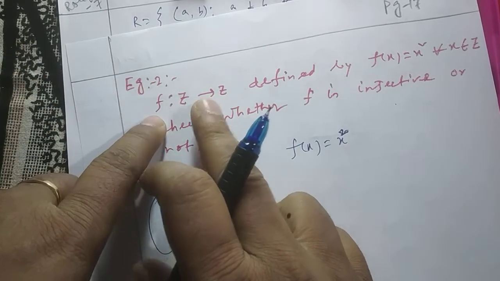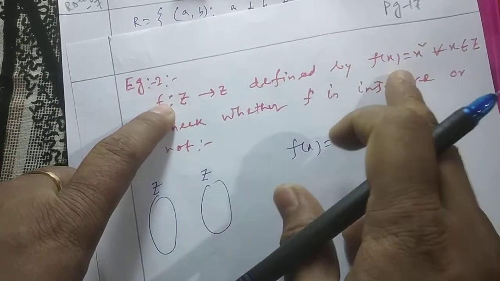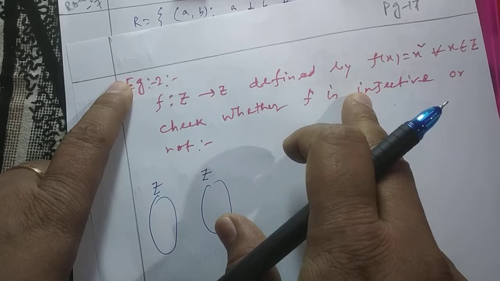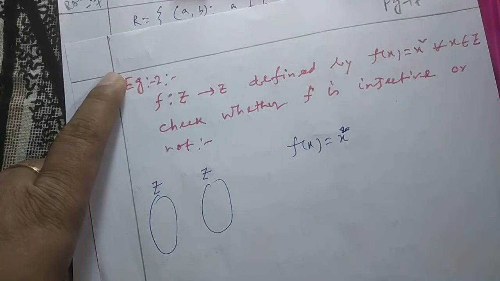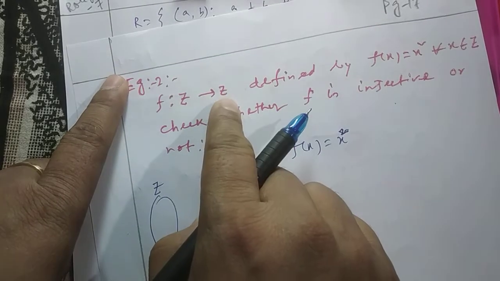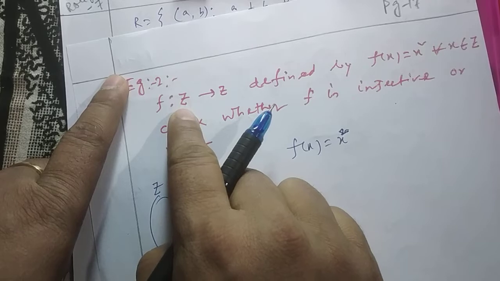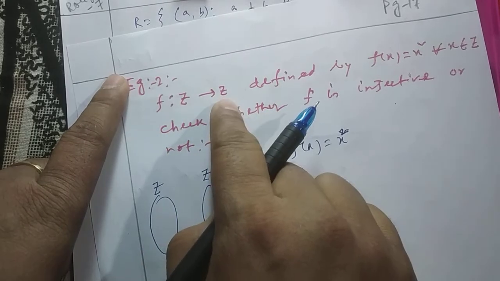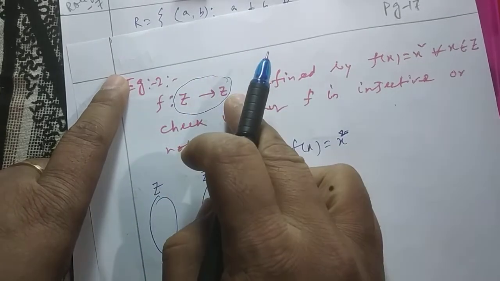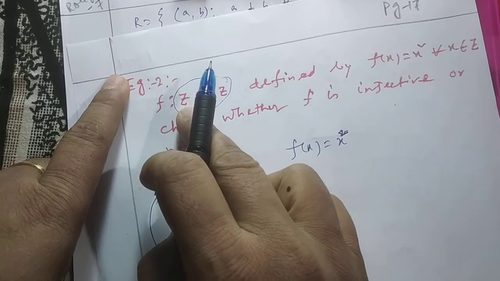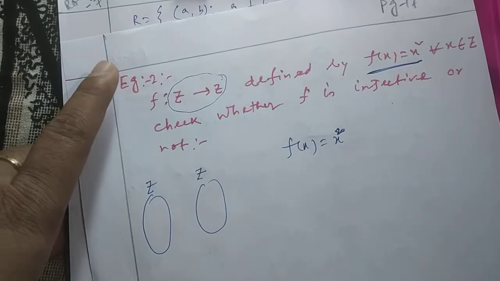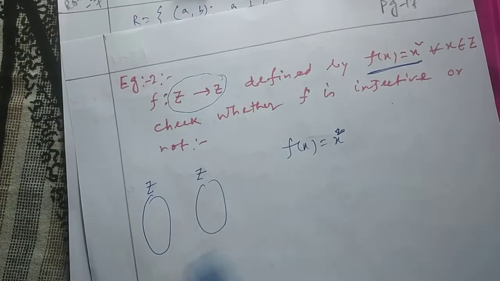So what is given here? f from Z to Z defined by f(x) equal to x square for all x belongs to Z. Check whether it is injective or not. It is almost the same as the previous example. The only difference was that in the previous example it was N and N, that means the domain was the natural number set, also the codomain was the natural number set. But here instead of natural numbers, the integer set is given. Here the domain is the integer set, also the codomain is the integer set. But it is defined in the same way. Now in this case we have to check whether it is injective or not.